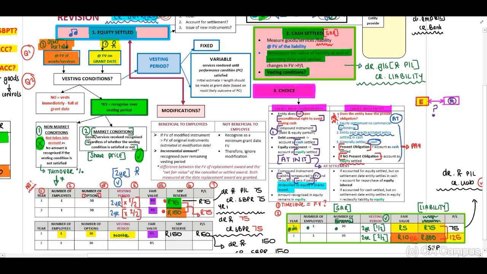Now, on settlement date, if they have accounted for this as equity settled, but they now settle based on cash, you need to account for the repurchase of equity interest. So guys, you need to take out of our equity and transfer to liability and then pay the liability. If they have accounted for this as cash settled, but on settlement date the entity settles in equity, you need to reclassify the liability to equity.